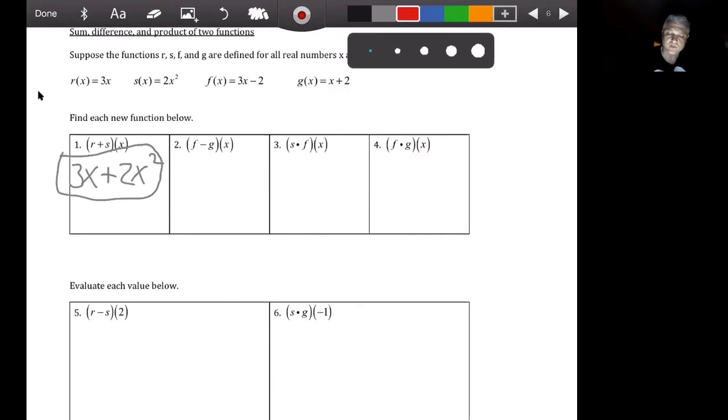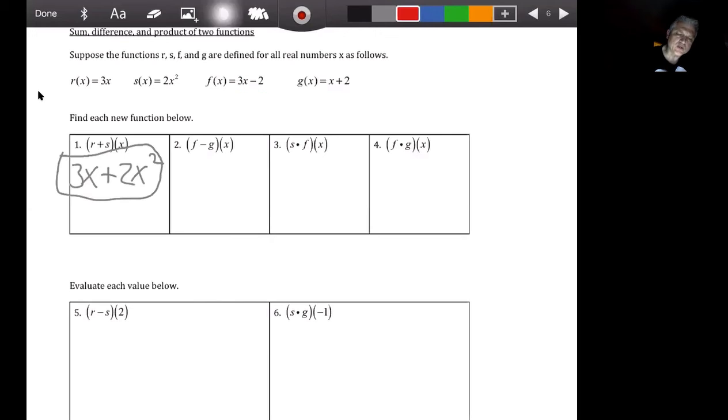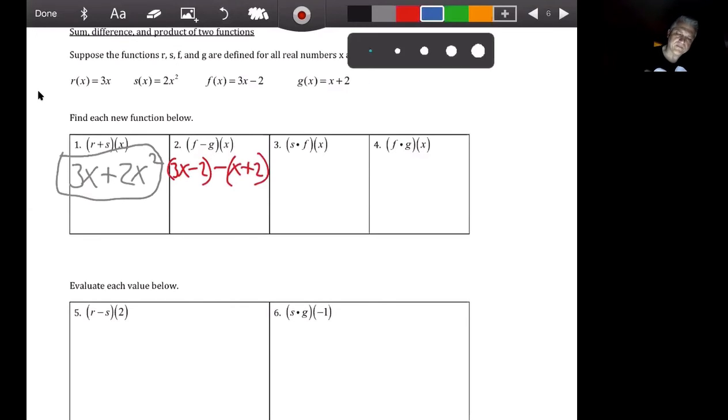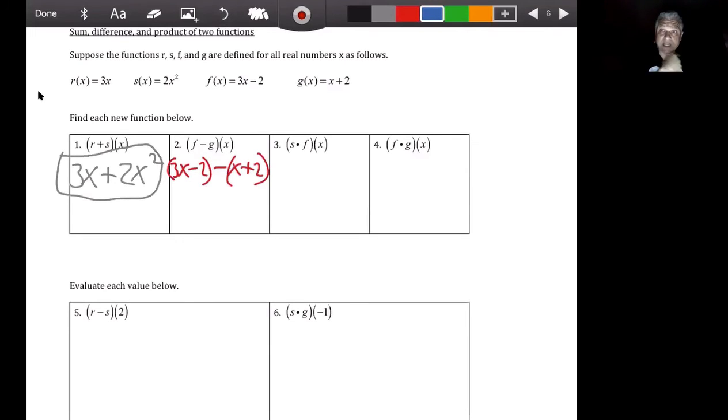Watch this one. F minus g of x. Because there are two terms, it's a binomial, so I'm going to keep it in parentheses for now. F of x is 3x minus 2. Now it says minus. This is the one you have to watch; when it's a minus, that's where people make their mistakes, I guarantee. Minus g of x, and g of x is x plus 2. So here we go. Take care of the minus.